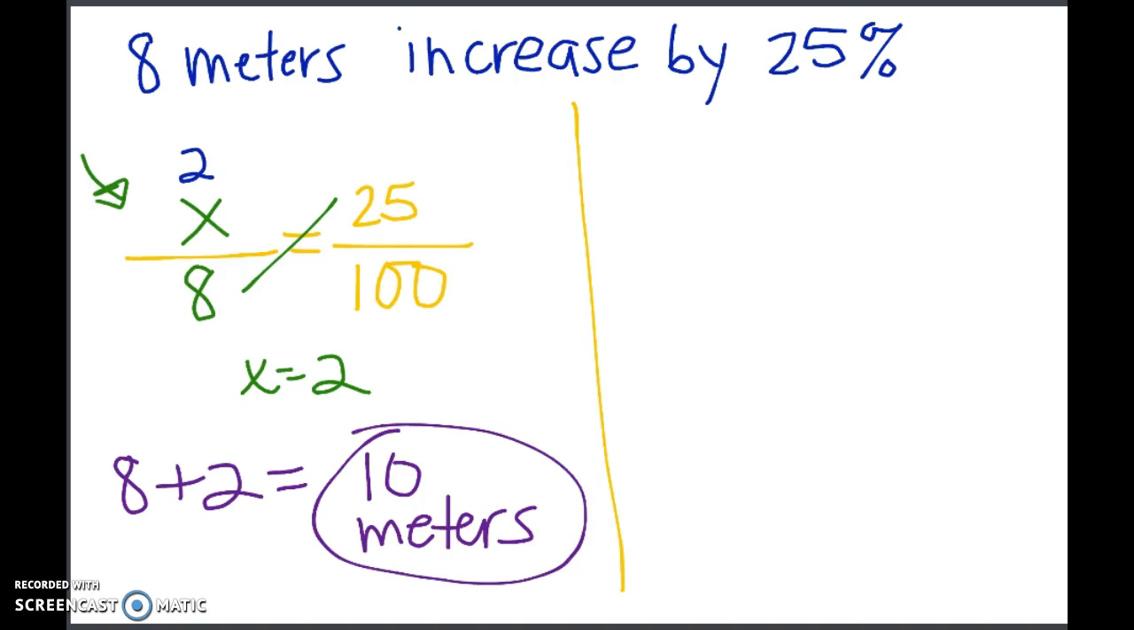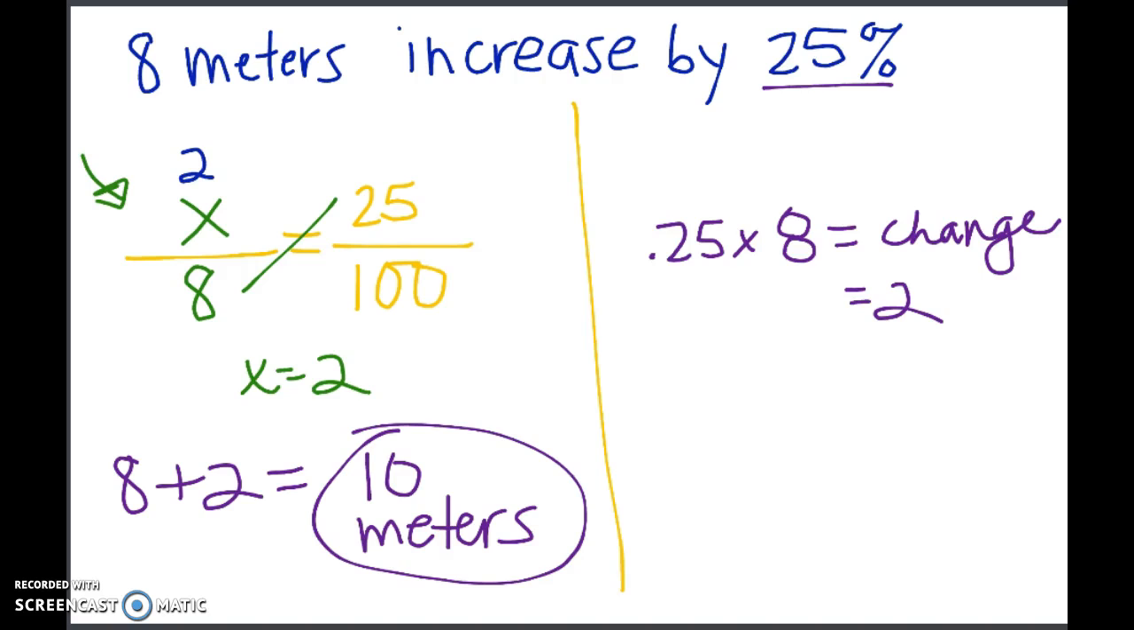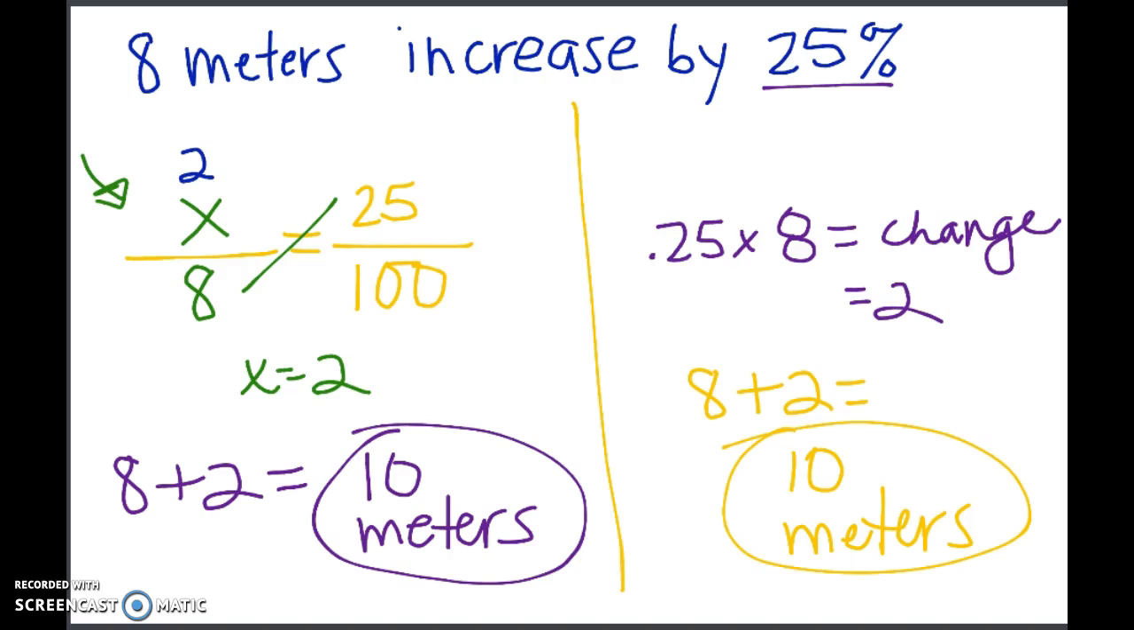Now if I want to do it the other way with the equation, I can think, well, I'm going to do my percent, which is 25%, times the original amount. That gives me the change, or the part it's going to increase by. So 0.25 times 8, I get 2. That's what it's changing by. Now I have to figure out the new amount. I start with 8 meters plus 2 meters, which gives me 10 meters. That would be my new amount. So I had something, I increased it by a percent, and I had to find what the new amount was.